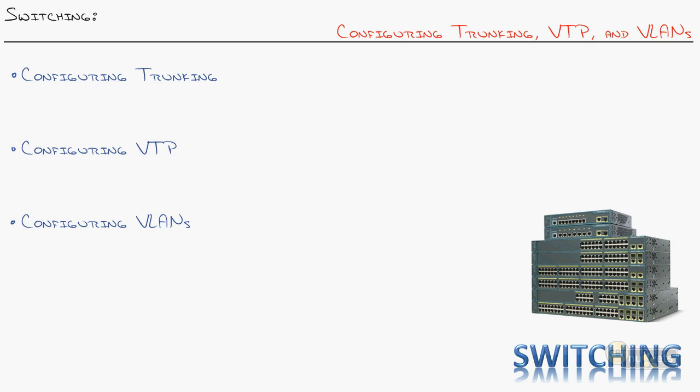So we've got the concepts, we understand what VLANs are, as well as some scenarios where we might use them. Now let's talk about how to configure them. In no particular order, we're going to go through configuring trunking, the VLAN Trunking Protocol, which is what? Not a trunking protocol. And we'll look at configuring VLANs.